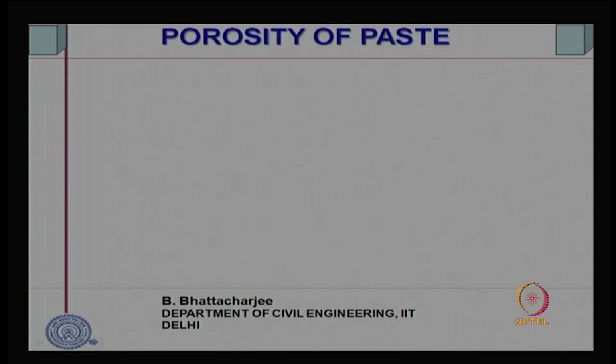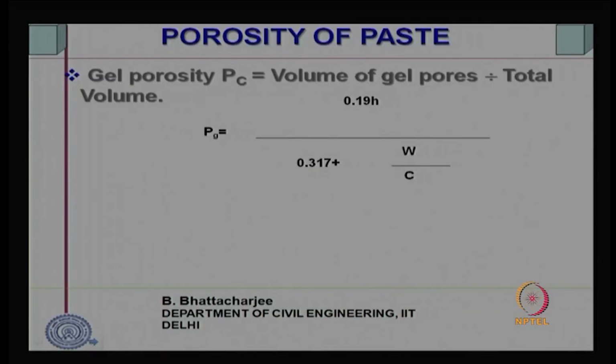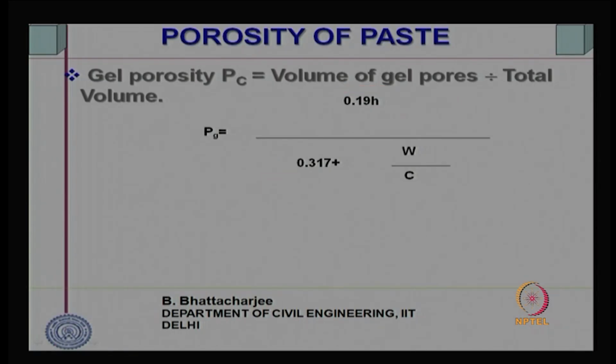So, gel porosity will be the volume of gel pores divided by total volume. Recall that the volume of gel pores was 0.19 H into C, and the total volume was W plus 0.32 C. If I divide both sides by C, I get 0.19 H divided by 0.317, or 0.32, plus W by C. So, this is the gel porosity.